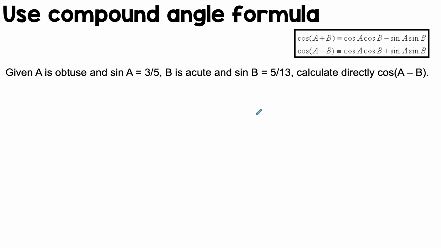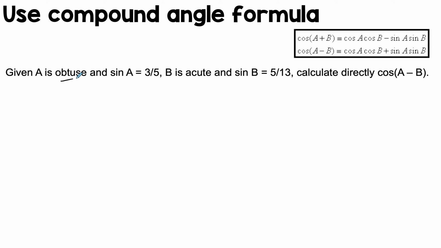So another way to use it is when you're given such information as this. So you have A is an obtuse angle, and sine A is 3 over 5. B is an acute angle, and sine B is 5 over 13, and you need to directly calculate cos (A minus B). So cos (A minus B), I need to use the second formula, which if I'm subtracting in the angles, then I need to add between these two terms.